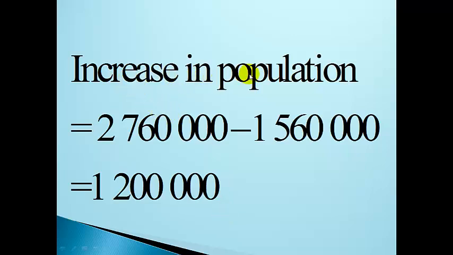Now let's see how best we can find the percentage increase. The increase in population is 2,760,000 minus 1,560,000. 1,560,000 was the original population, that's the initial population, and 2,760,000 is the current population. So if you want to know the increase in the population, you have to subtract the original, that is the initial, from the current.